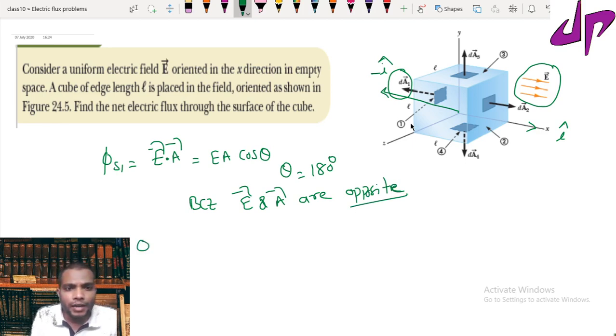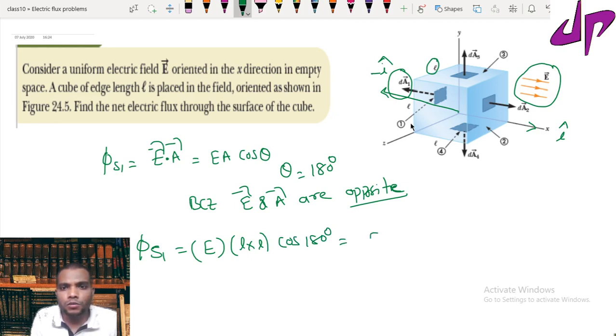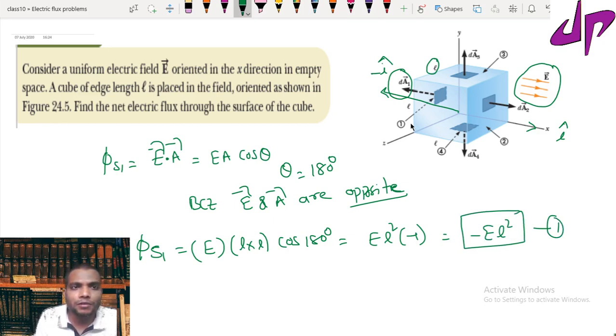Now we can write the electric flux through the surface S1 equal to E times, what is the area? To find the area, the given side is equal to L. So the area becomes L times L cos 180, which is equal to E L square cos 180. The value of cos 180 is minus 1, so I get minus E L square. That is the flux through the surface S1.